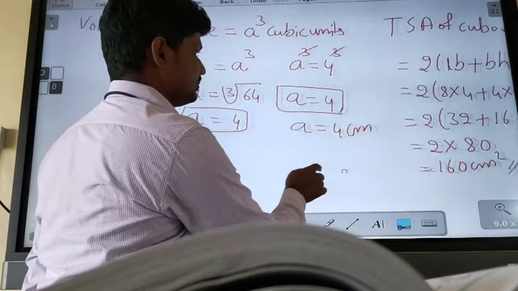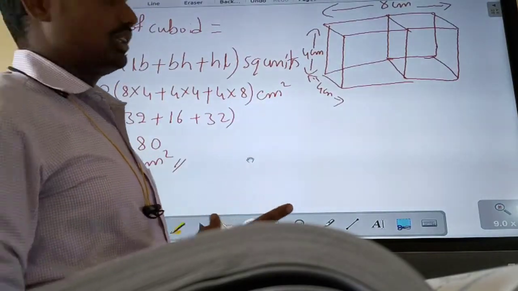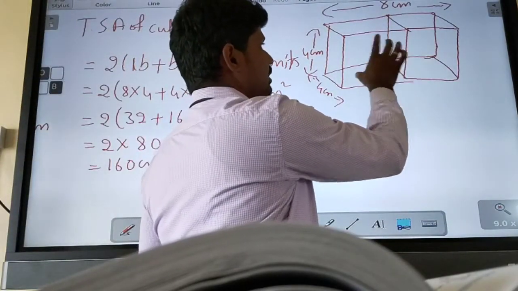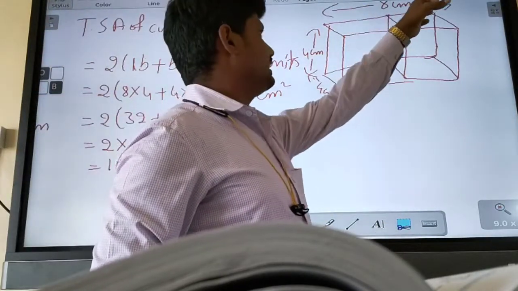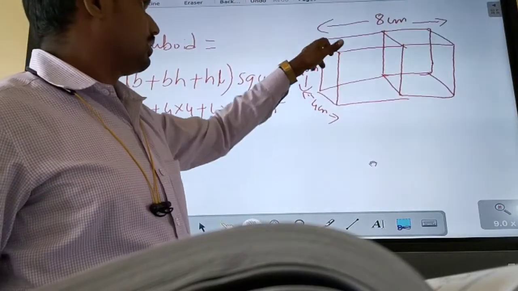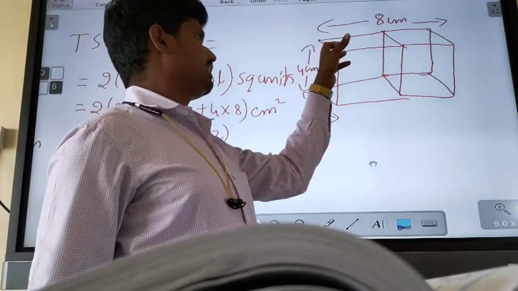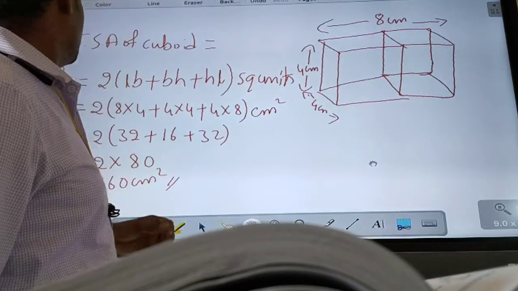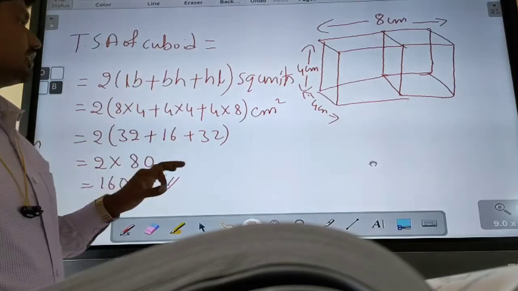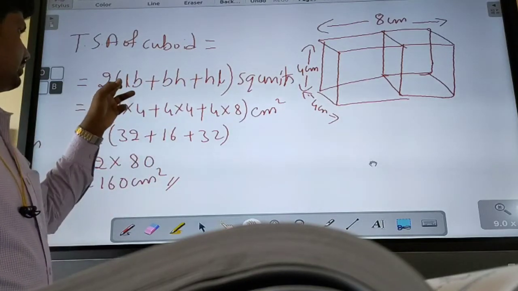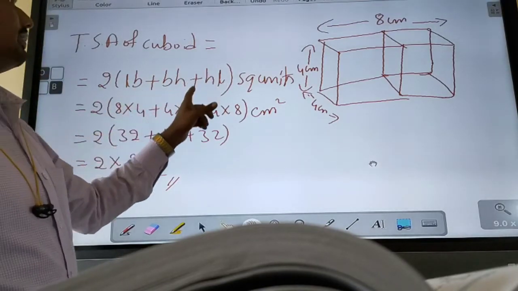Now, see, children, you should join two cubes at one end to another end to form a new cuboid. That cuboid is a new cuboid. The length is 8 centimeter, breadth is 4 centimeter, and height is 4 centimeter. Now write the formula. Total surface area of the cuboid is 2(lb + bh + hl) square units. Substitute the values: 2 into 8 into breadth 4 plus b into h, 4 into 4, plus h into l, 4 into 8.